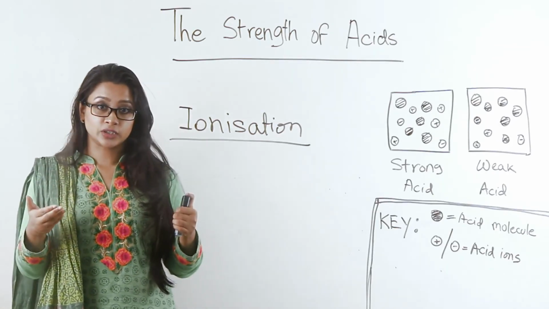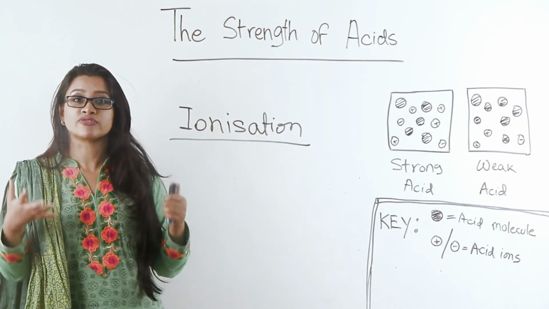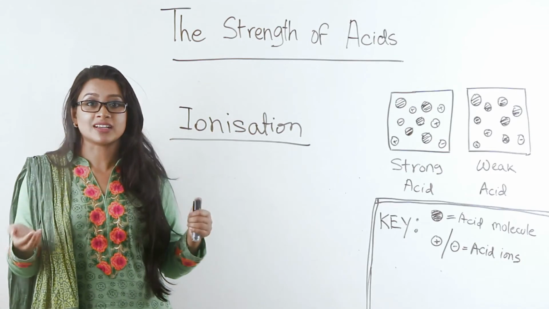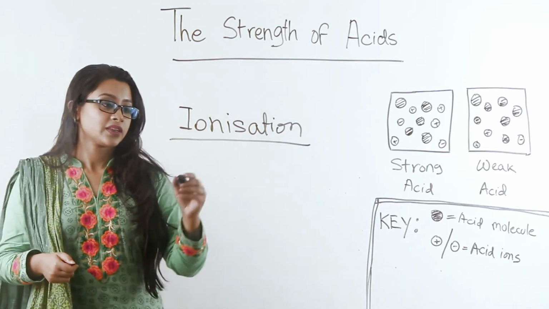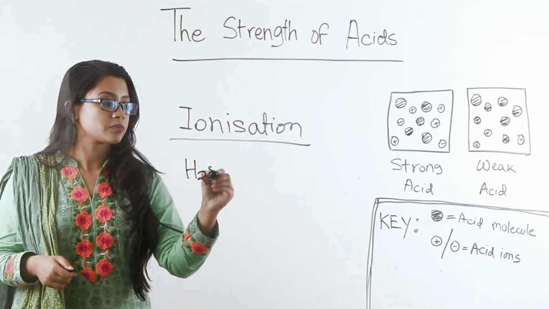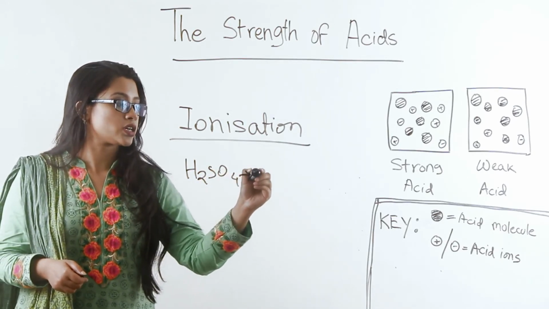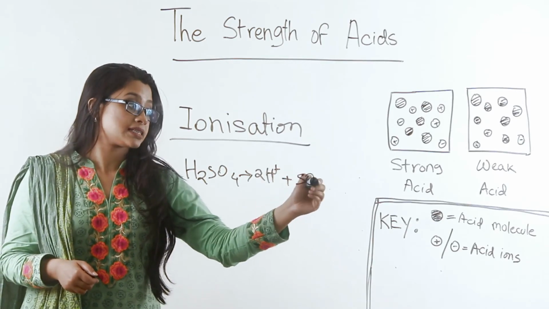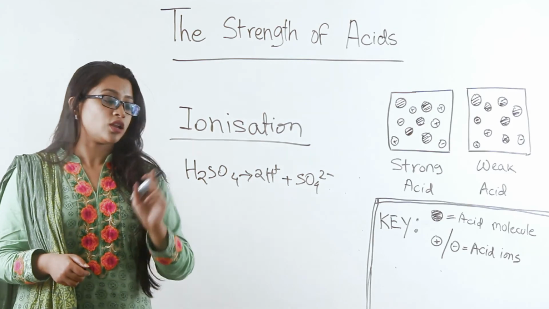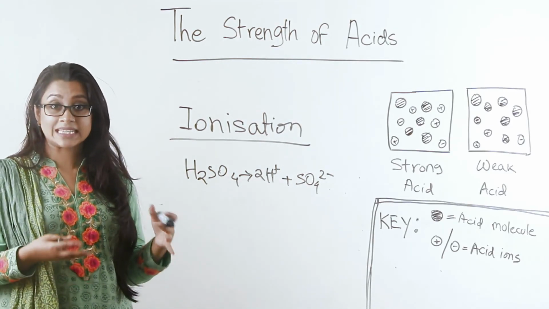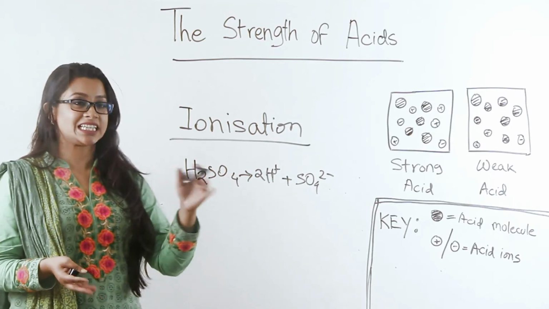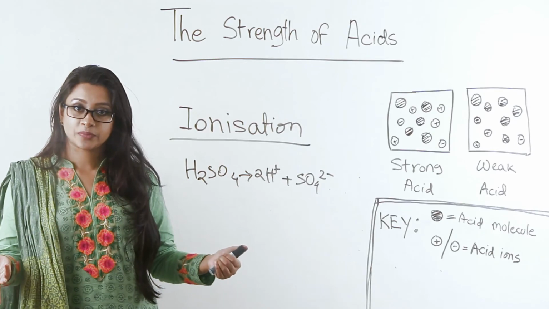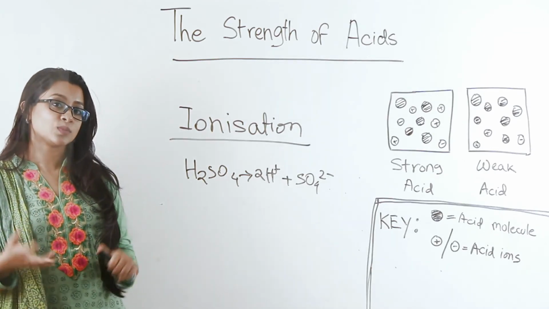Whichever acid molecule, when reacted with water, can readily form hydrogen ions is considered a strong acid. For example, sulfuric acid, when it reacts with water, forms 2 hydrogen ions and a sulfate ion. Therefore, all of the hydrogen atoms that are present in one acid molecule are converted into hydrogen ions. Therefore, it's ionizing completely. But that is not the case in terms of weak acid.